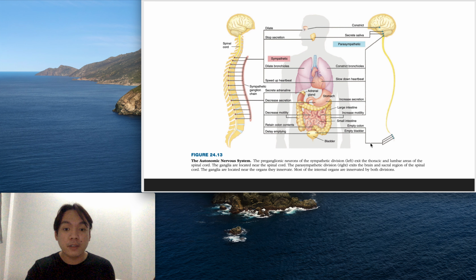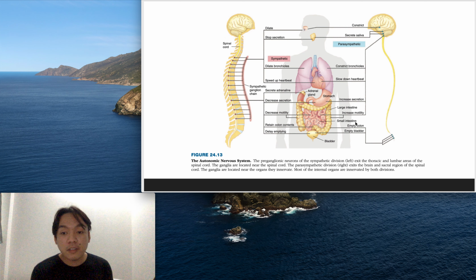So this is your simple diagram, with the sympathetic division on the left, and the parasympathetic division on the right. So we have the thoracic and lumbar areas of the spinal cord. The ganglia are located near the spinal cord. The ganglion chain here. Okay. So it exits the brain here, the sacral region of your spinal cord, in the parasympathetic, and the ganglia are located near the organs they innervate.